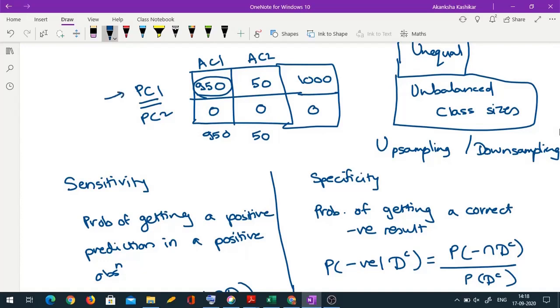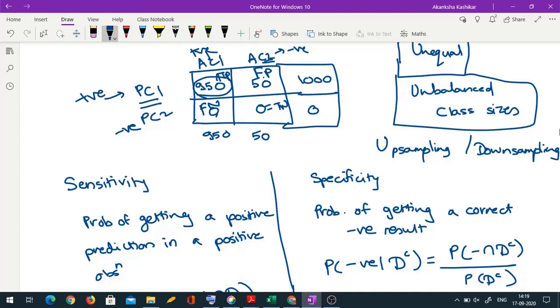So let us suppose that this is the positive class. Positive means kind of having a disease. So the other becomes the negative class. So true positives are these. True positives are 950. True negatives are here 0. Now these are actually negative but have been predicted as positive, so they are false positives. And these are actually positives but have been predicted as negative, so false negatives.